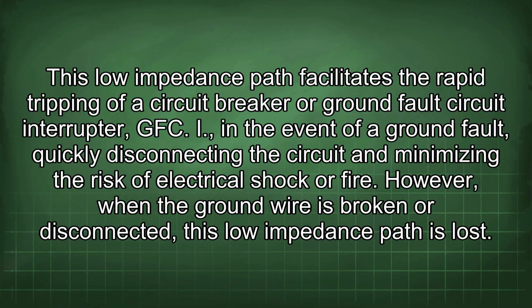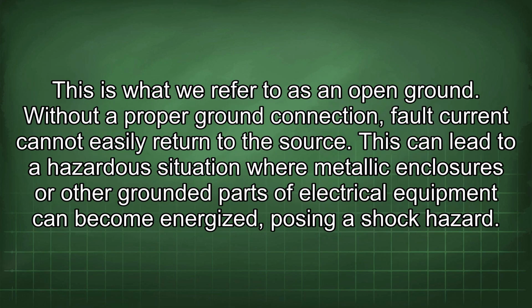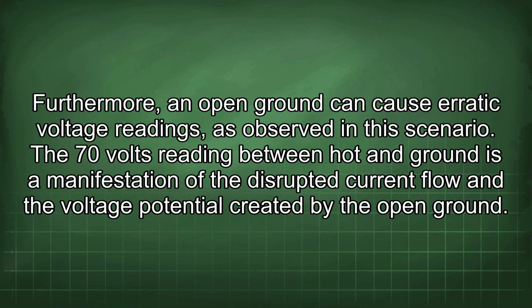However, when the ground wire is broken or disconnected, this low impedance path is lost. This is what we refer to as an open ground. Without a proper ground connection, fault current cannot easily return to the source. This can lead to a hazardous situation where metallic enclosures or other grounded parts of electrical equipment can become energized, posing a shock hazard. Furthermore, an open ground can cause erratic voltage readings as observed in this scenario. The 70 volts reading between hot and ground is a manifestation of the disrupted current flow and the voltage potential created by the open ground.